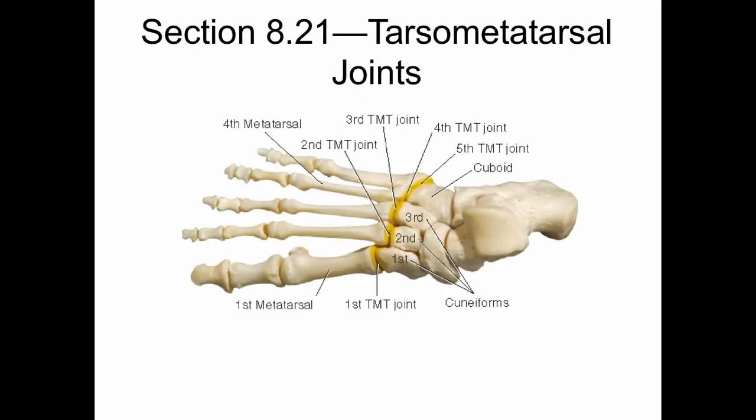The tarsometatarsal joints are located between the distal row of tarsal bones and the metatarsal bones. The second ray of the foot is the central stable pillar of the foot and is the least mobile of the rays. It is the reference line for abduction and adduction of the toes. The tarsometatarsal joints are numbered from the medial to the lateral side of the foot as TMT joints numbers 1 through 5.